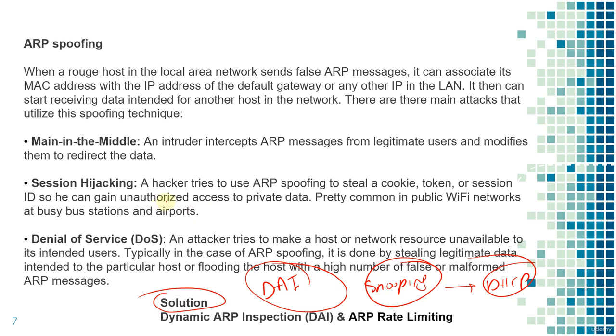Similarly, dynamic ARP inspection is also equipped with another feature called ARP rate limiting. Basically, it is going to limit how many ARP packets can be received per second. If the threshold goes beyond that limit, that packet is going to be discarded.